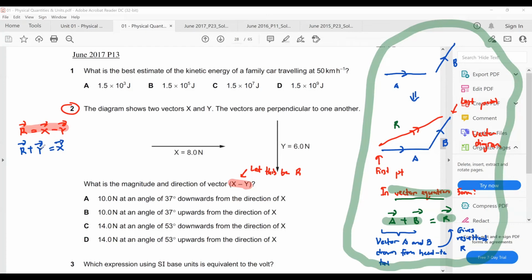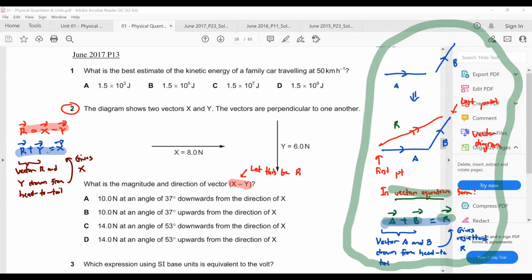All right. Now notice that this form of the equation is now the same as this form. This vector plus this vector gives me this vector. Now, the way to interpret this one would be that it's telling you vector R and y drawn from head to tail gives x.